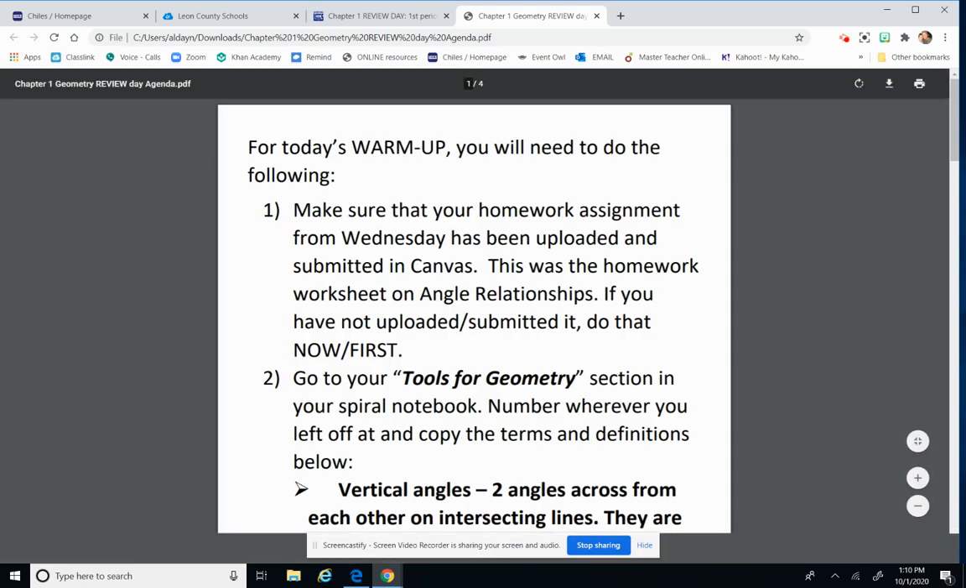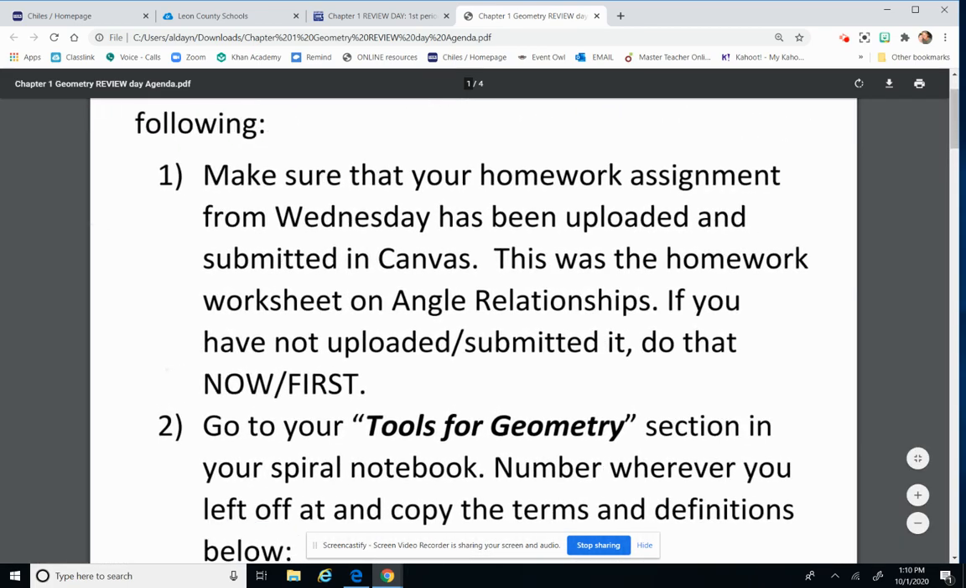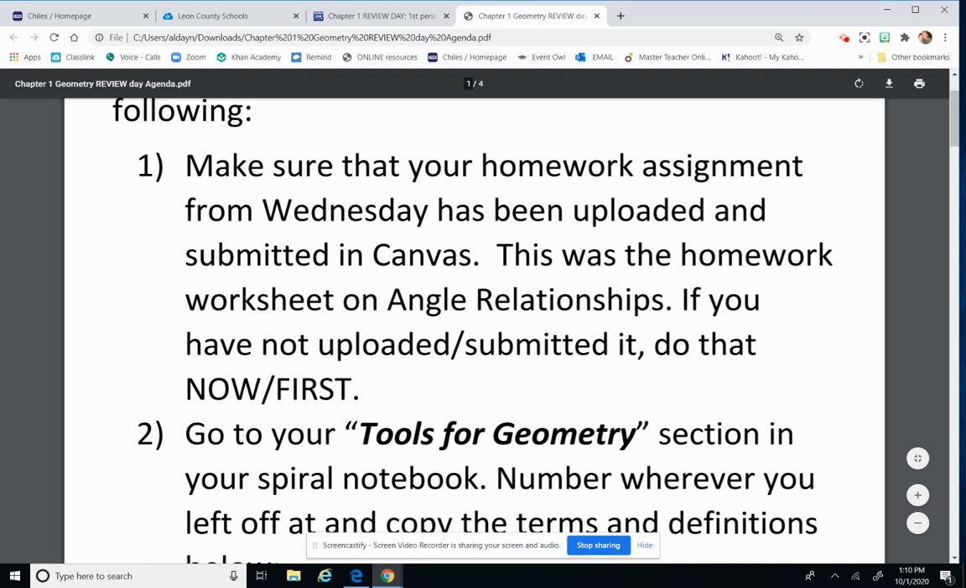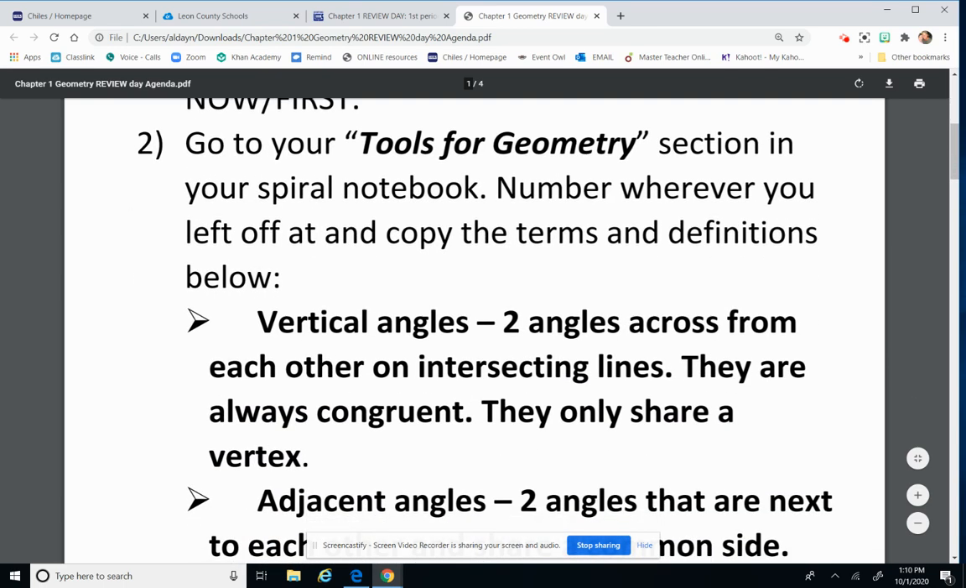For today's warm-up, you will need to do the following. Make sure that your homework assignment from Wednesday has been uploaded and submitted in Canvas. This was the homework worksheet on angle relationships. If you have not uploaded or submitted it, do that right now, please. Pause me if you need to. All right, after you've uploaded that, you're going to go to your Tools for Geometry section in your spiral notebook.